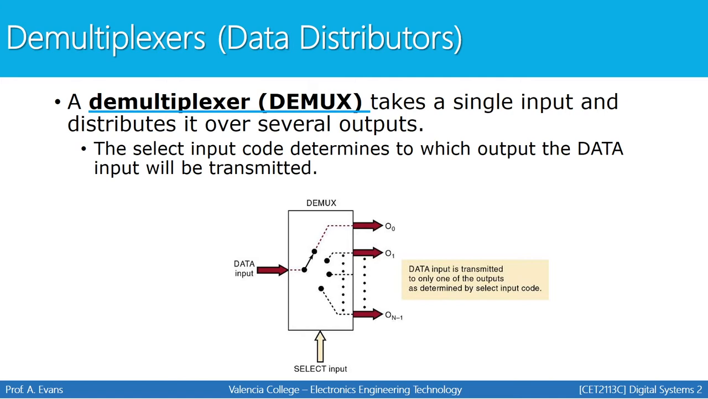They select which output data will be transmitted. So the data input right here goes in right here. And with the demux, the select line determines where that output goes. Which output is it going to go to? Output 0, output 1, output 2. Your select input will control where your input goes.